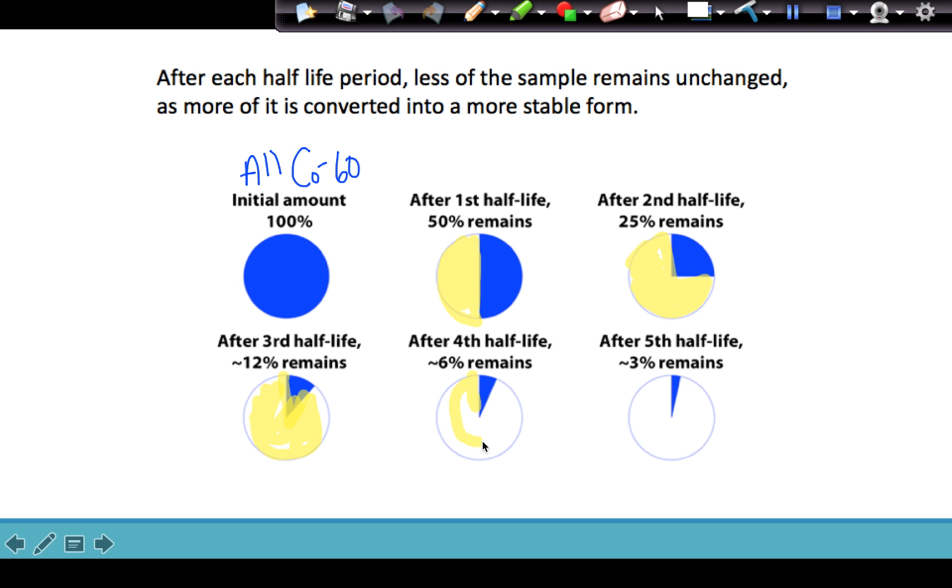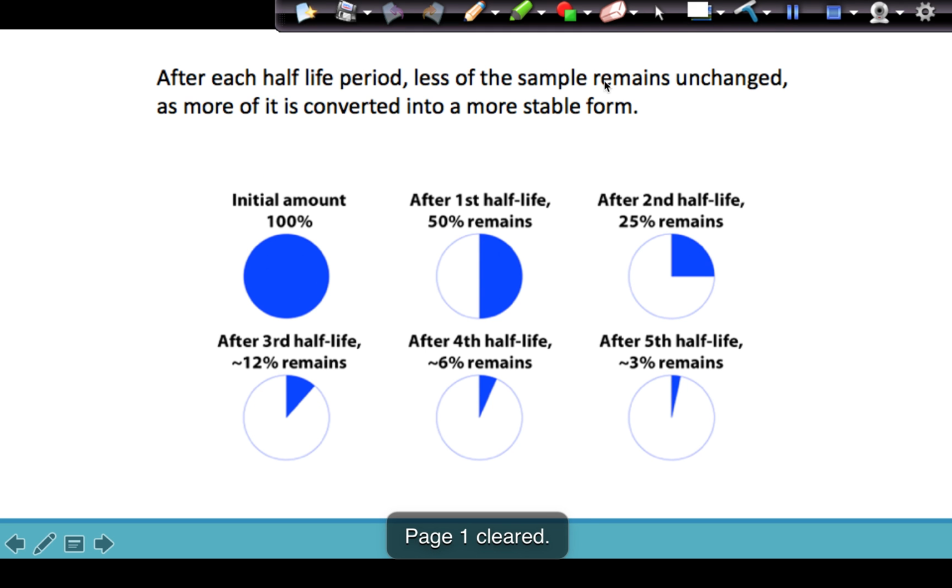What you notice is that the cobalt 60 doesn't just disappear. It just little by little turns into another more stable nucleus. As the half-life goes by, it just keeps dividing in half and in half and in half every time, so that we continually get less and less of the original radioactive substance remaining.